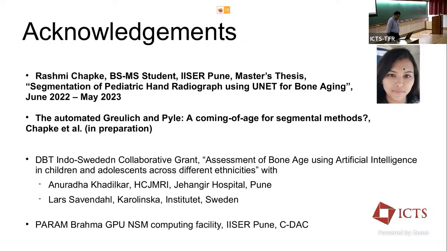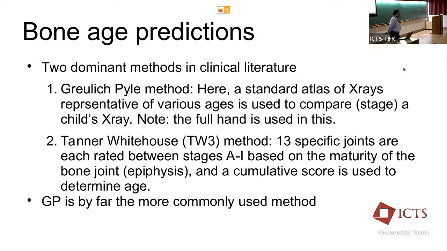So let's talk about bone age predictions, what they are and how we want to do it, and where machine learning fits into all of this. There are two dominant methods in the clinical literature. One of these is called the Greulich-Pyle method, and the other is called the Tanner-Whitehouse method. I'm not going to focus so much on the Tanner-Whitehouse, so we can discuss this offline if anyone's interested. I'm going to talk a lot more about Greulich-Pyle. All of the work that we're going to describe in this talk is to do with the Greulich-Pyle method and the extensions of it that we are developing.